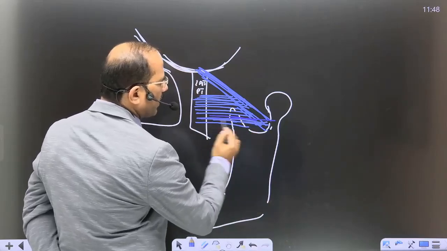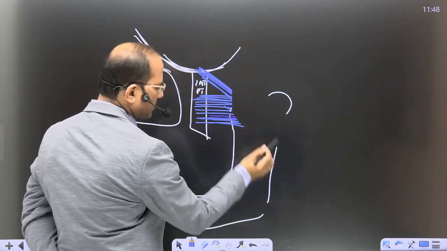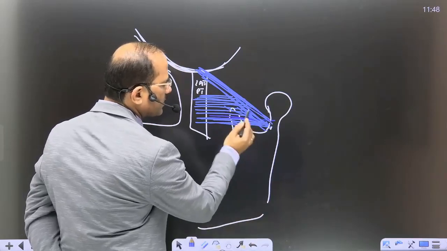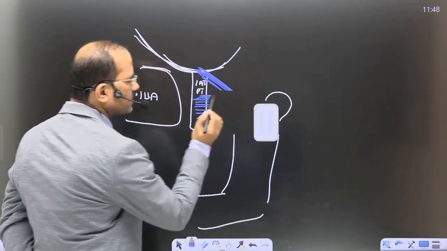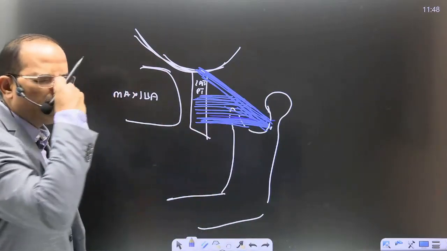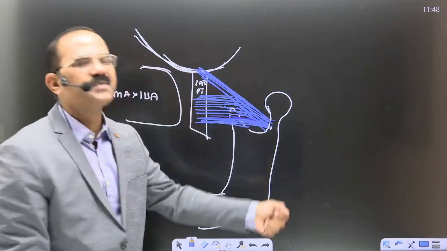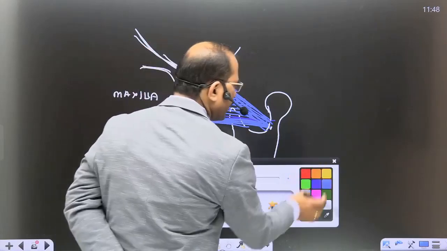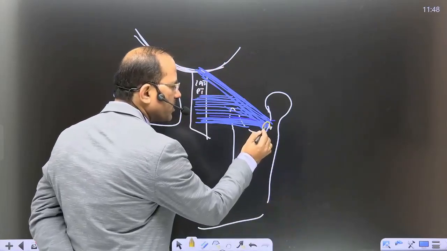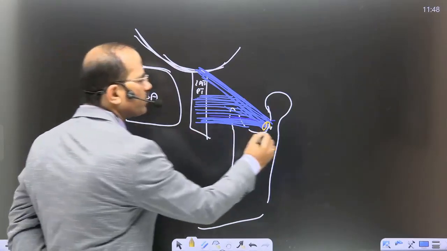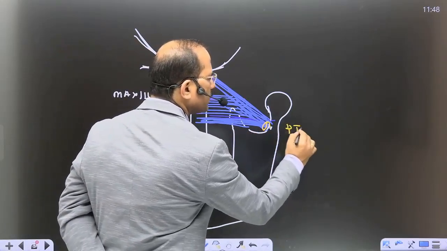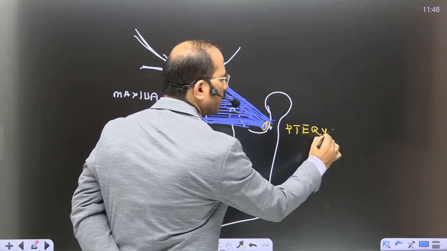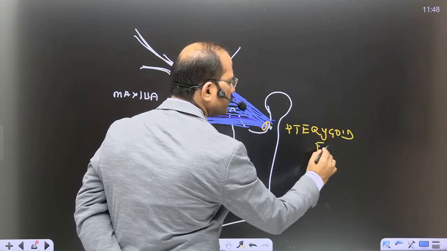On the neck of the mandible, there's a fossa here. What is this fovea? A fossa on the inner aspect of the neck of the mandible. There's a small depression here on the inner aspect of the neck of the mandible, and this is what we call the pterygoid fovea.